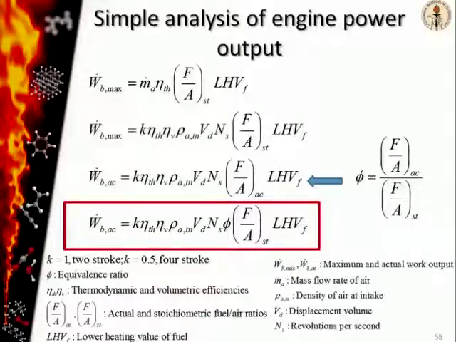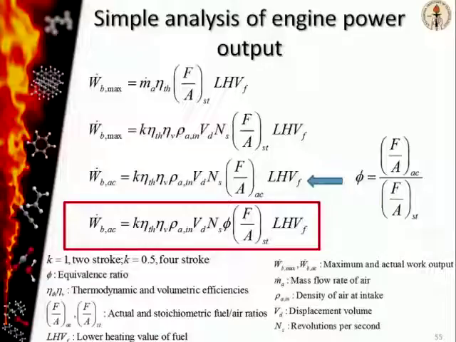You have K, which relates to the type or the configuration of the engine, if it is 2-stroke or 4-stroke. So it equals 1 for 2-stroke because you have 1 power stroke per revolution of the crankshaft, while it is half for 4-stroke because you have 1 power stroke per 2 revolutions of the crankshaft. Then you have the thermodynamic efficiency, which tells you how efficiently you're releasing the chemical energy of the fuel and converting that into thermal energy during the combustion process.